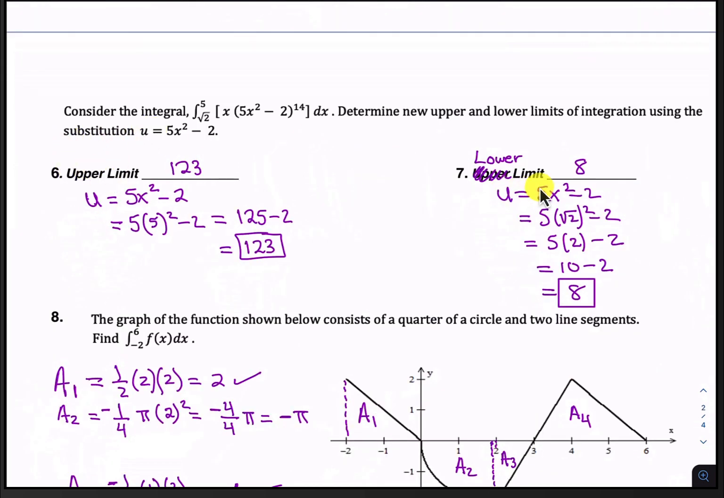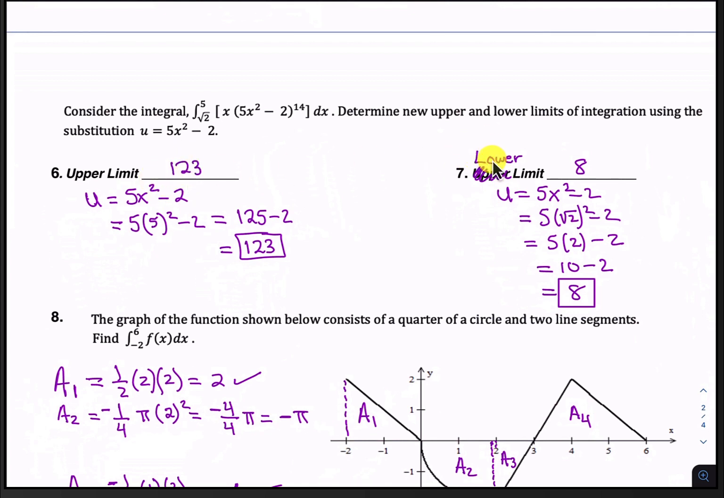In questions 6 and 7, they're asking us to find the new upper limit and the new lower limit for this expression if we were to use u substitution. So imagine using u substitution, and u is equal to 5x squared minus 2. Then we would just simply take the original upper limit, which is 5, and plug that in for x. So that's 5 times 5 squared minus 2. That's going to be 125 minus 2, which is 123. So 123 is our new upper limit.